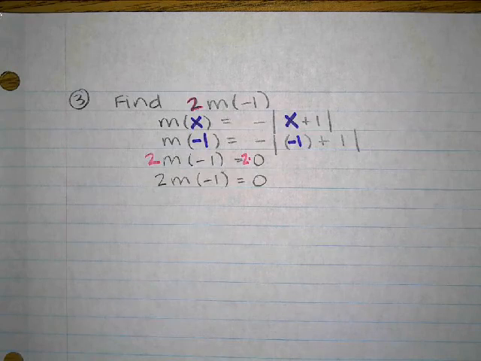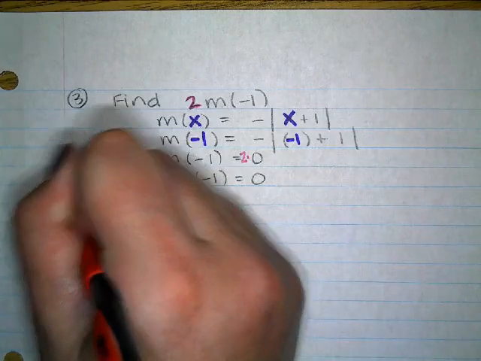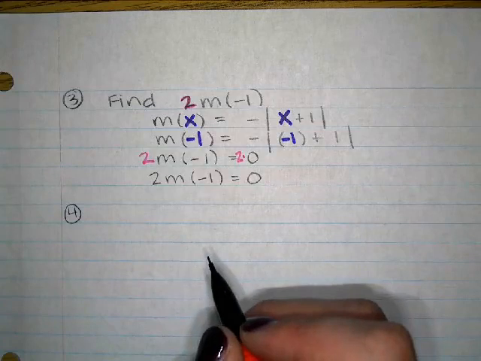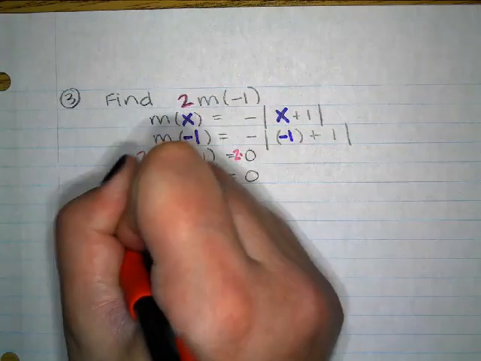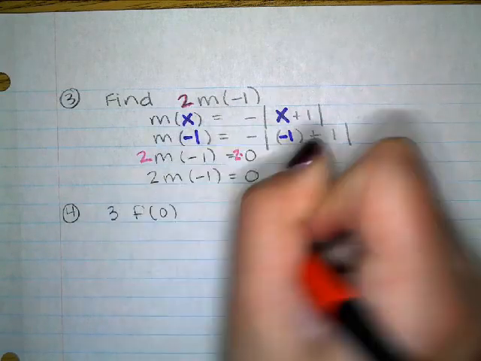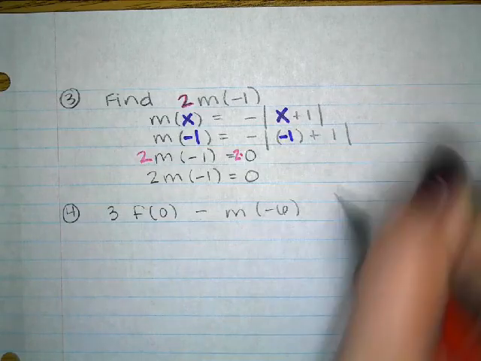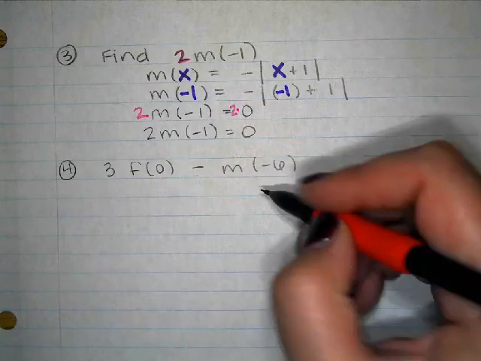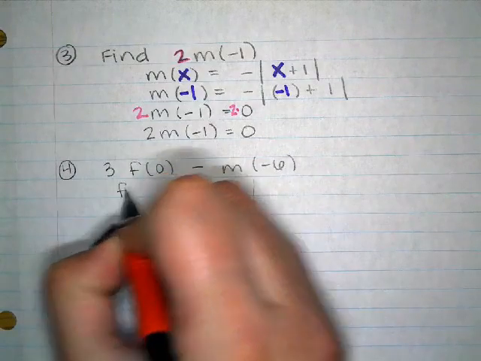Okay, can I make it even more difficult than that for our last example? Yes? No? Yes? So for this one, we're going to do 3 times f of 0, and then we're going to subtract off m of negative 6, okay? We're going to do multiple things. So I'm going to split this paper in two. Over here, we're going to do f of 0. Over here, we're going to do m of negative 6.